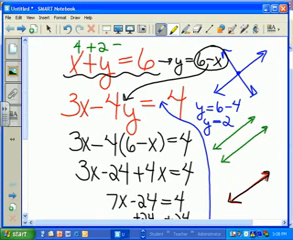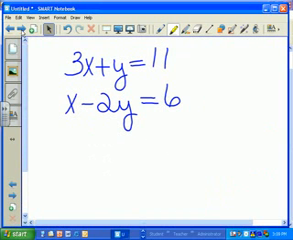So is 4 plus 2 equal to 6? Yes. Is 3 times 4 minus 4 times 2 equal to 4? 12 minus 8 is 4? Yes. So 4, 2 is correct. That was substitution. This one, you could do substitution if you wanted. This first one's easily solved for y. The second one's easily solved for x. But we're going to do the second method, the linear combination or elimination on this one. Both methods will always work on any problem, but one will typically be easier than another.